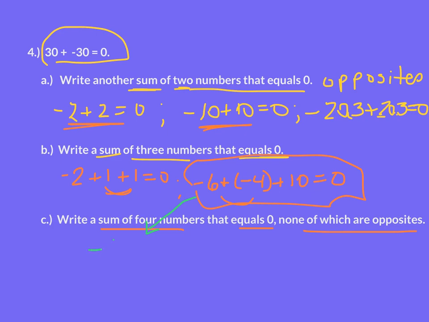So I'm going to leave this negative 6 plus negative 4, because I know that's going to give me negative 10. And then plus, well, I need 2 more different numbers that equal 10. So I'm going to use 7 plus 3. Because I know that equals 10, and this equals negative 10. And those, of course, are my opposites.